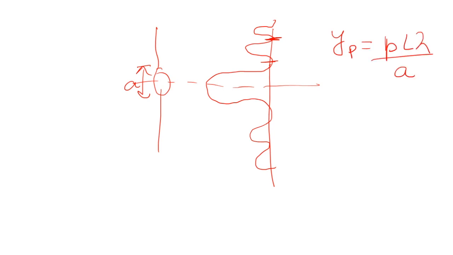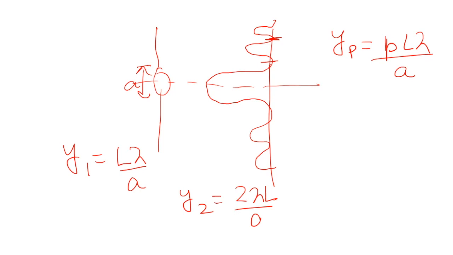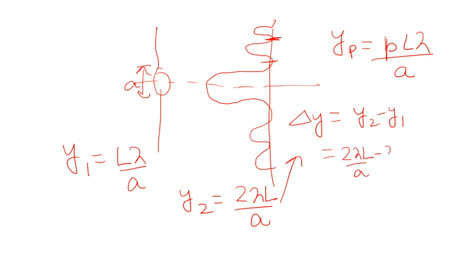For our first minima, it will be lambda L by a, and for our second minima, it will be 2 lambda L by a. Delta y is equal to y2 minus y1, which is 2 lambda L by a minus lambda L by a, which is lambda L by a. So from here, a will be lambda L by delta y. Now you just have to put the values.